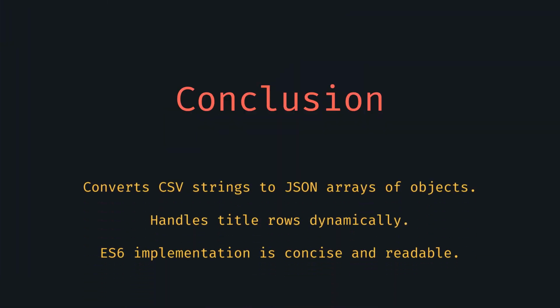In summary, this program is a robust solution for converting CSV strings into JSON arrays. It is flexible enough to handle dynamic title rows and custom delimiters, making it an essential tool for working with structured data in JavaScript.